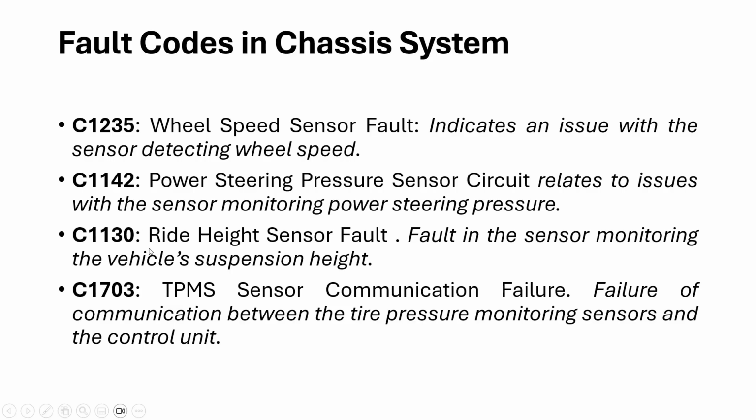The C1130 error code is created from a ride height sensor fault. This is used for vehicle suspension height monitoring. Whenever the suspension system is not working, the appropriate height is not available. So that is detected by the sensor system, and we can rectify the suspension fault once it is detected.